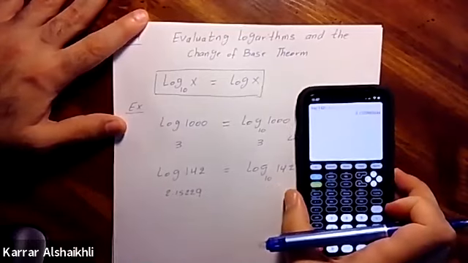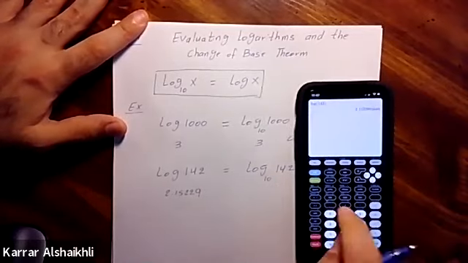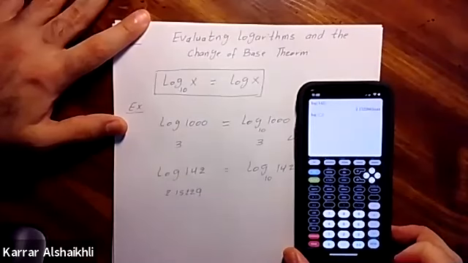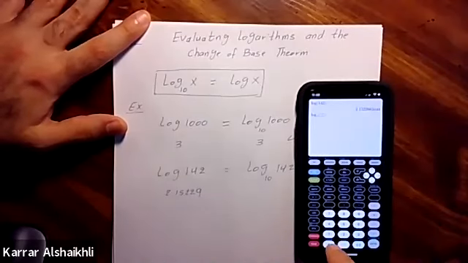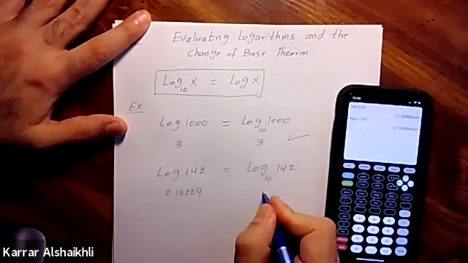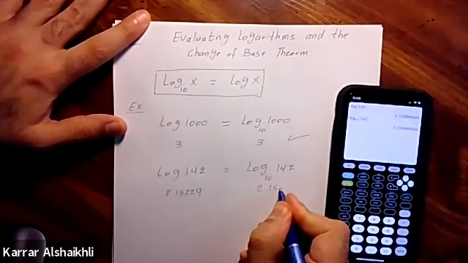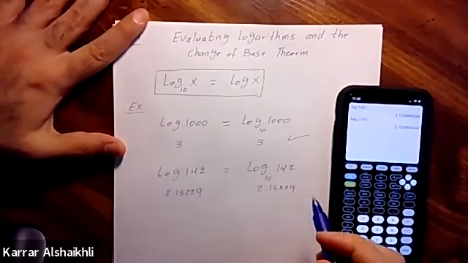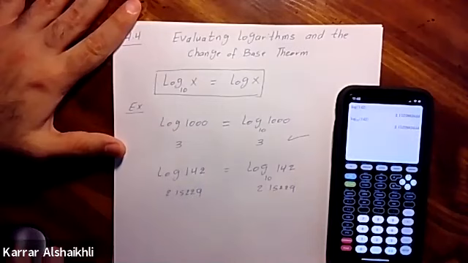If you want to use the log with the base, you're going to press math, scroll down to log to the base. You have to plug in the base, which is 10, and the number here is 142. The result is going to be exactly the same result. I'm also going to round it to 2.152. So both ways are going to be right.